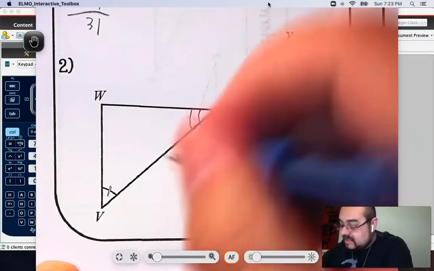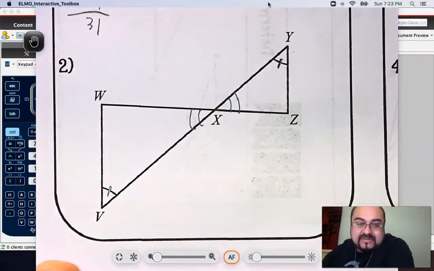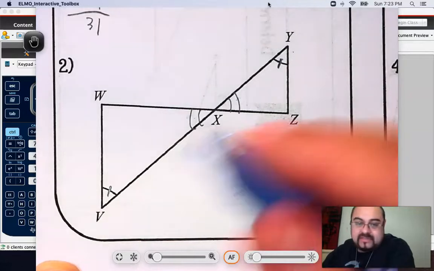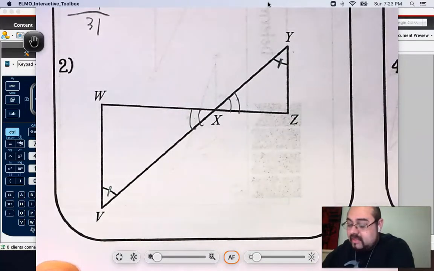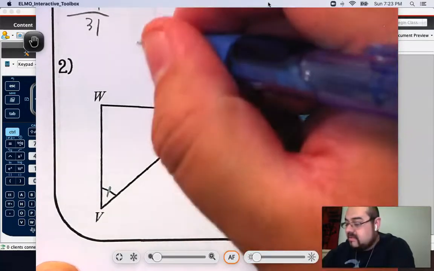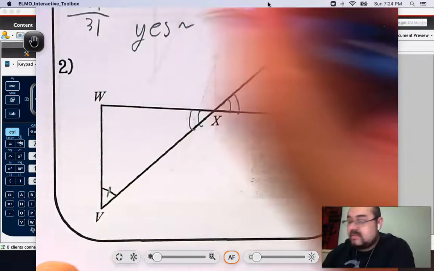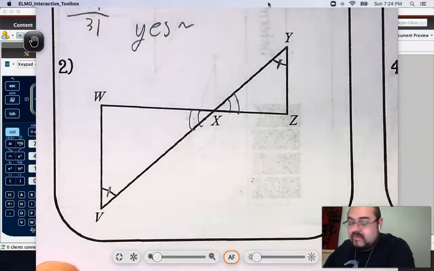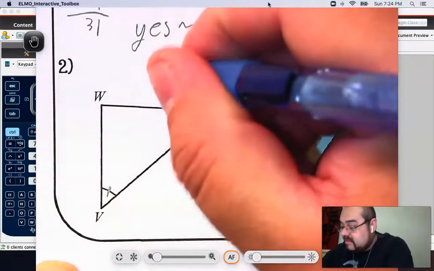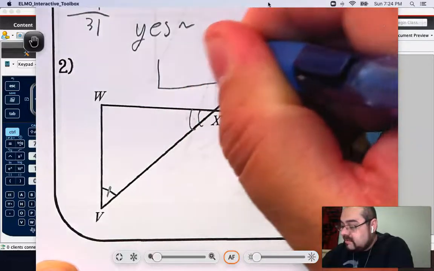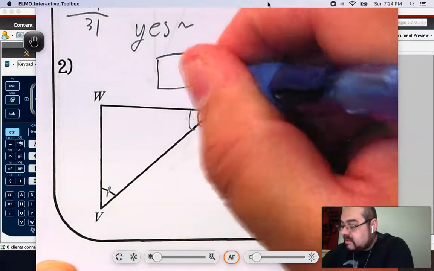So we've found the second angle of the AA postulate. Now we can safely assume that these are similar. So are they similar? The answer is going to be yes. Yes, they're similar. Now we have to come up with our similarity statement. So again, I'm going to use the grid system. That's going to help me out.